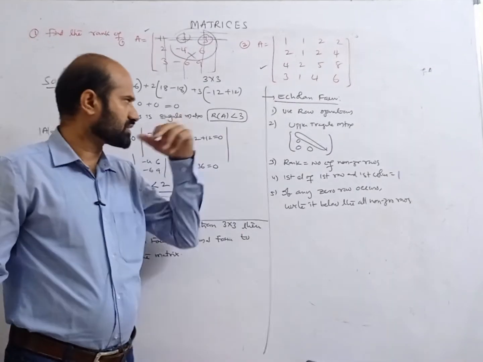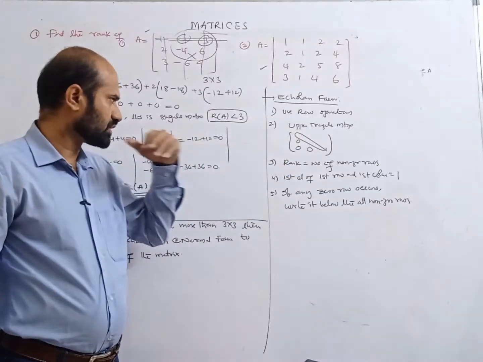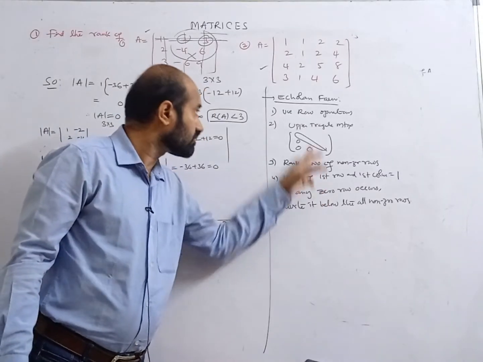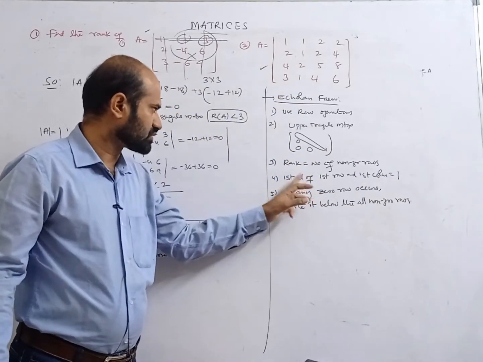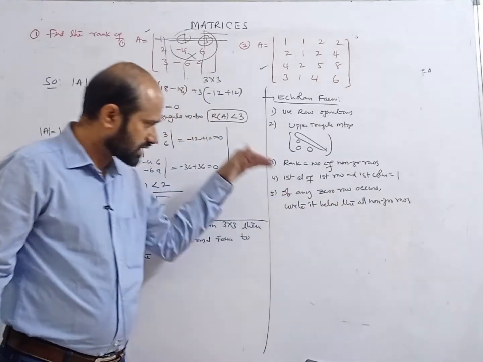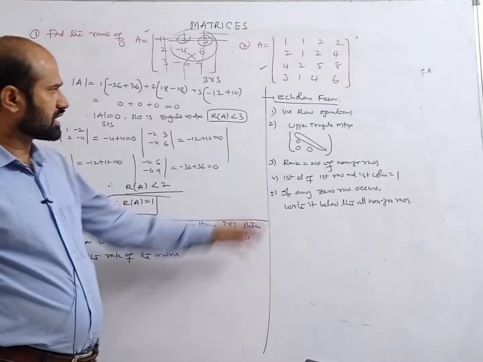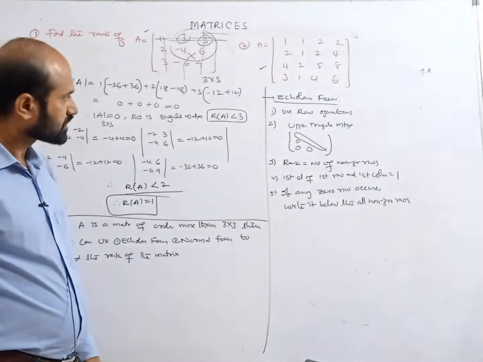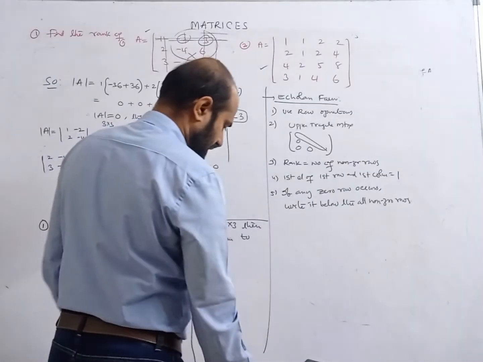First one, use only row operations and bring it into upper triangular matrix, keep the first element as 1, and if any 0 row occurs, then write it below all the non-zero rows. Then the rank is nothing but the number of non-zero rows, right? Now let us find the rank of the matrix.